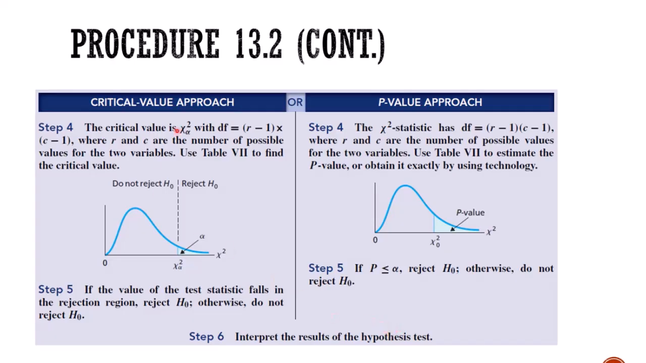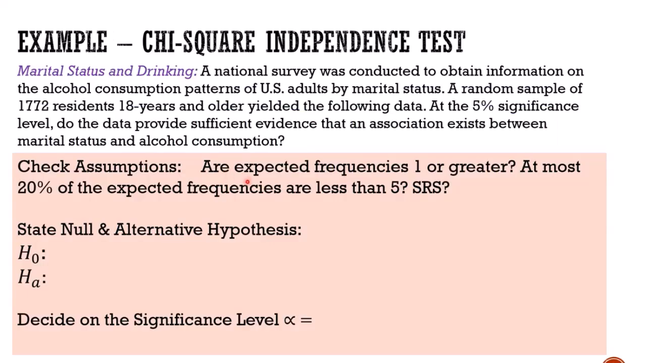All right, so these are the steps. Now let's work that association problem example of figuring out whether there is indeed an association between marital status and alcohol consumption for the rest of this chapter. So the question here says, at the 5% significance level, do the data provide sufficient evidence that an association exists between marital status and alcohol consumption?